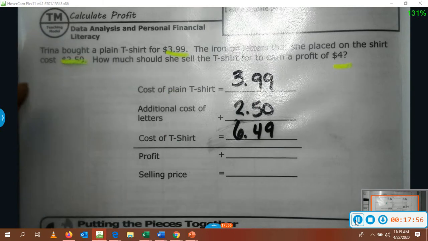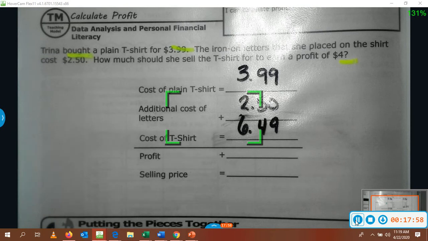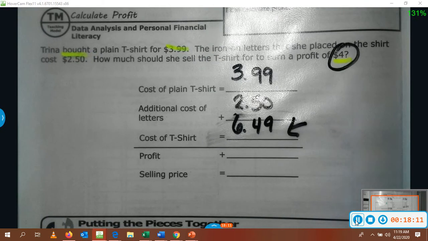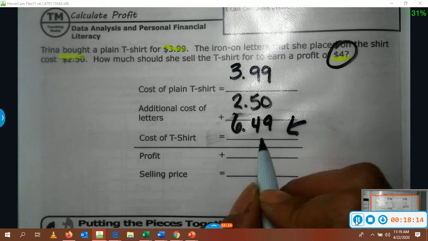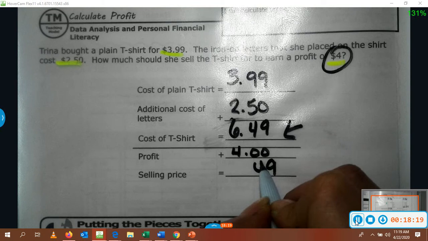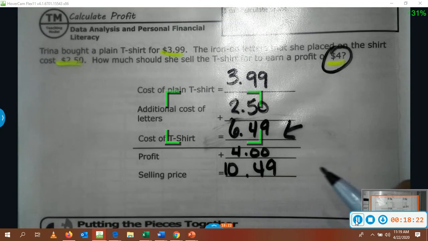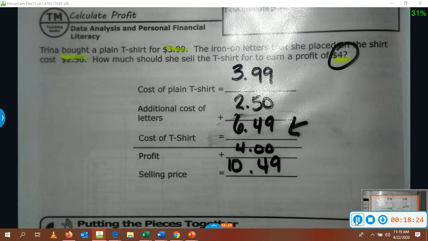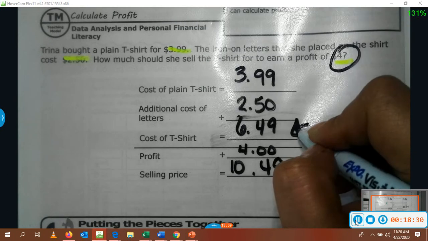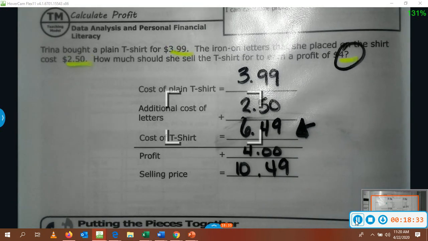Meaning it doesn't matter how much they pay for it, but she has to go back home with $4. But she doesn't want to lose any money either. So she wants to get what she spent for the shirt, plus the $4 that she has to go home with. And let's see how much she would have to sell this shirt for. $4.99, 4. So she will have to sell this shirt for $10.49. Yeah, it's a very inexpensive shirt, and I'm sure it's good quality because she spent $2.50 on the letters.